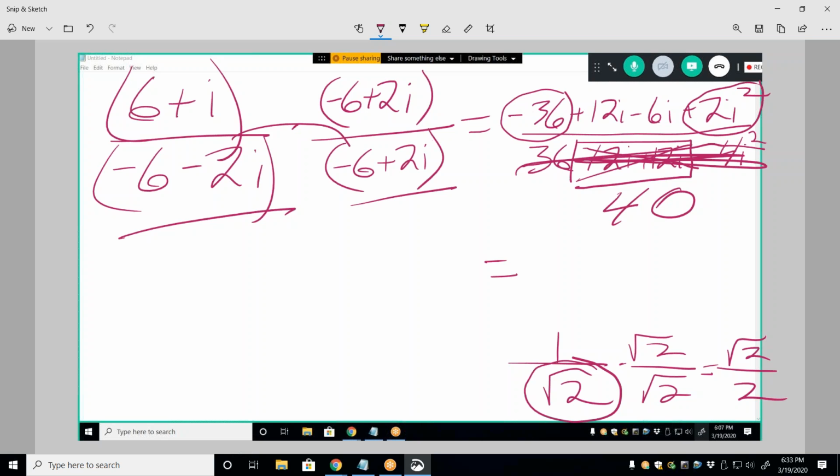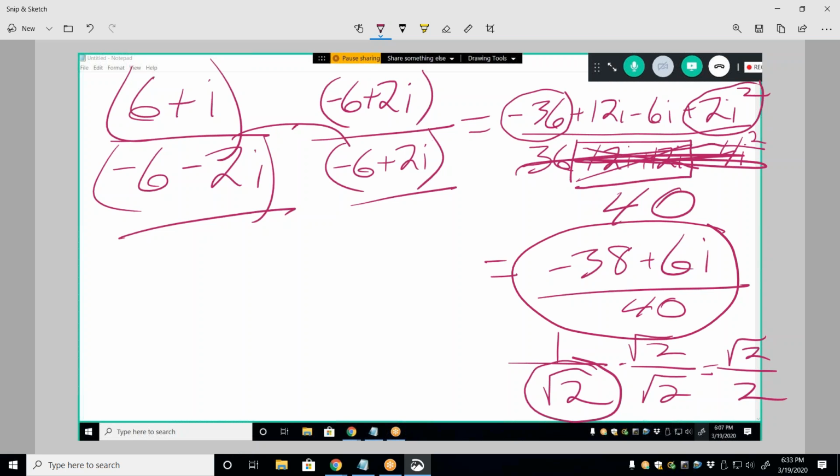Negative. Oh, so it's negative 2. Okay, combine it with negative 36. It's negative 38. Now combine the imaginaries. It's plus 6i. And we still have the 40 down below. Can that be simplified? Can you pull out a 2? Yep. You can divide top and bottom by 2. Go ahead.